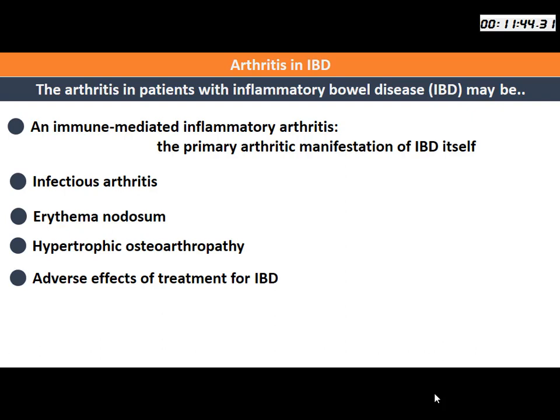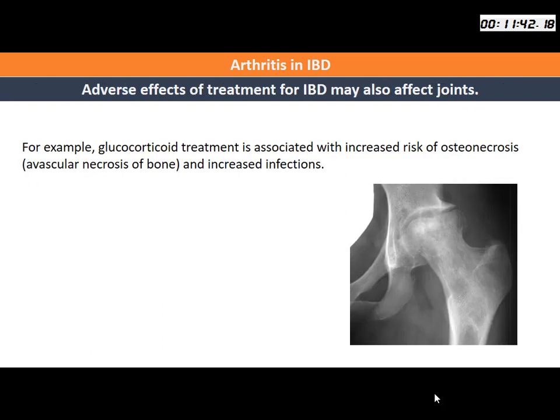You initiate steroids for IBD, and this can be complicated by osteonecrosis when the blood flow to the head of the neck of the femur, for example, is cut off, and then you get deformation of the head over time.